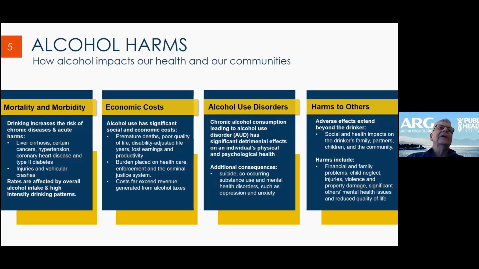So coming to the content of the slide itself, first of all, we have mortality and morbidity. So drinking increases the risk of chronic diseases, and there are many chronic diseases that are increased, which includes liver cirrhosis, certain cancers, hypertension, coronary heart disease, and obviously also injuries and vehicular crashes. Even though those relate quite a bit to the patterns, rates are definitely affected by overall intake, but they also relate to the drinking intensity or the pattern of drinking.